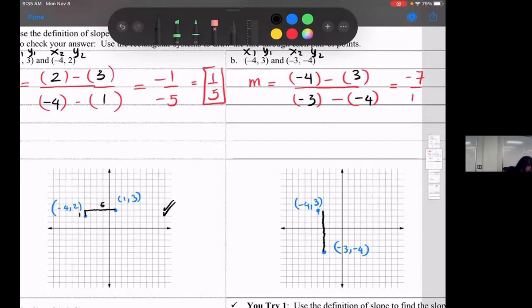How many units are there? 1, 2, 3. Oh, I'm sorry. Oh, my bad. Remember, we have to start from the what? The left point. So the left point is -4, 3, right? My bad. So we go down -7 units, and then go over 1 unit. So -7 over 1. Check.